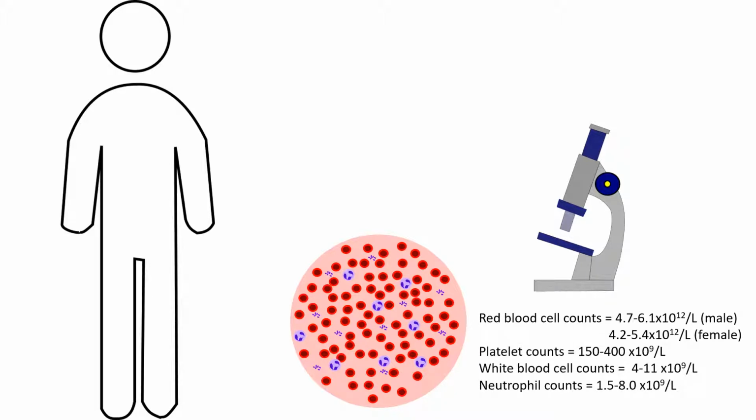So usually in our blood, the red blood cell count is between 4.7 to 6.1 or 4.2 to 5.4 in male and female accordingly. The platelet count should be between 150 to 400. White blood cell count usually is between 4 to 11. Neutrophil usually is between 1.5 to 8.0. Okay, notice here, white blood cell count and neutrophil count. Neutrophil is a type of white blood cell.